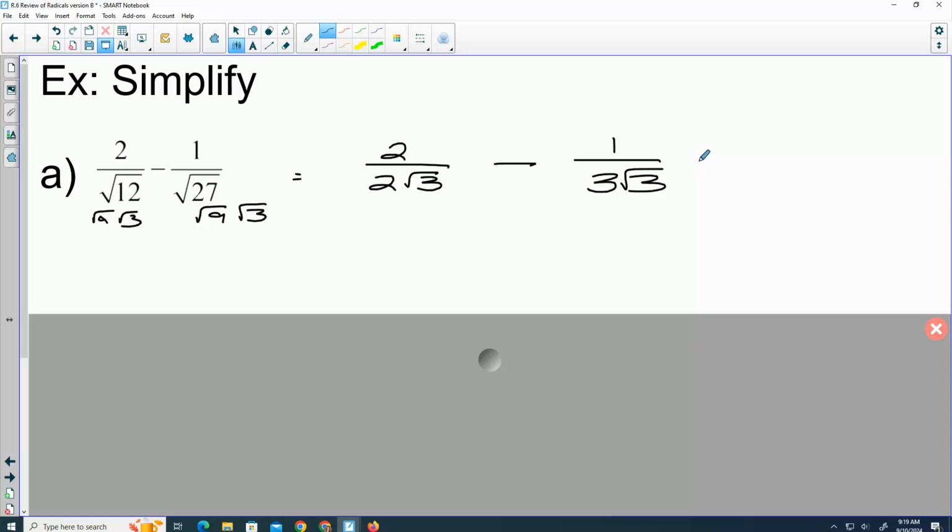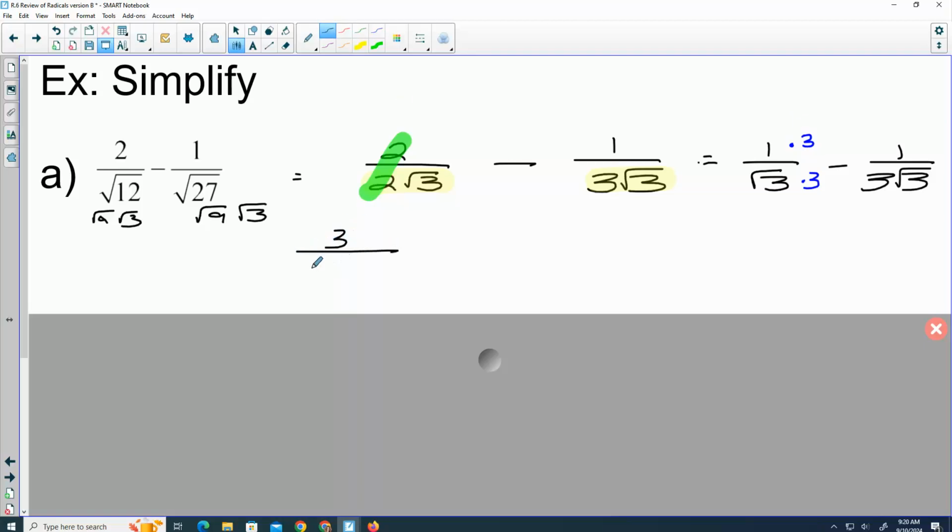You can subtract now, right? If the bottoms match, so they're close. We have a 3 radical 3 and a 2 radical 3. Can I reduce in this first fraction 2 over 2 square root of 3? Since it's one term, there's no addition or subtraction. You can cancel those 2's. So now if I'm going to make a common denominator, what do I need to do? They both have a radical 3. I have to take the first one times 3.